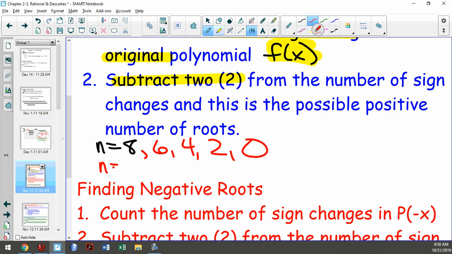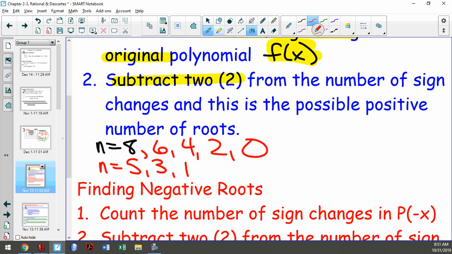However, if n, the number of sign changes, is 5, 5 take away 2 is 3, take away 2 is 1, take away 2 is negative 1. If you're counting things, can you count negative 1? No. So that means you're either going to be at 0 or above. So if the number of sign changes is 5, that means I'm going to have 5, 3, or 1.